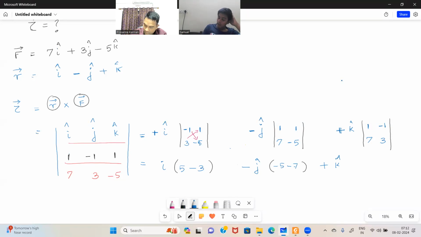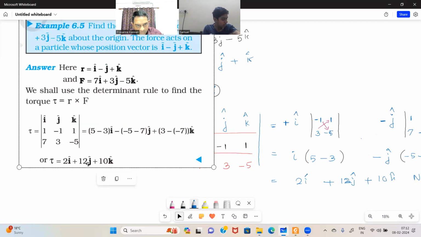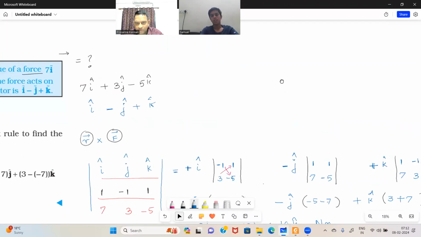So you get 2 I cap plus 12 J cap plus 10 K cap. That's all. So this will be your torque. Torque unit is Newton meter. So you just have to answer and leave it there: 2 I cap plus 12 J cap plus 10 K cap. Ideally, the unit is also expected. Did you understand the process?